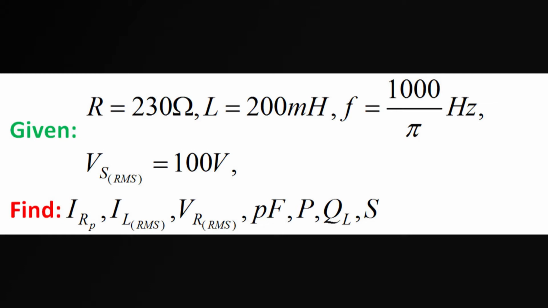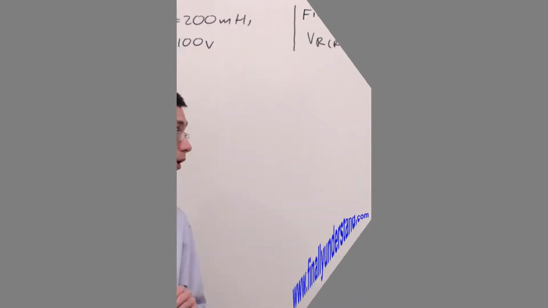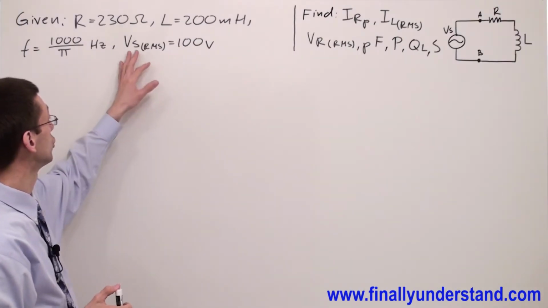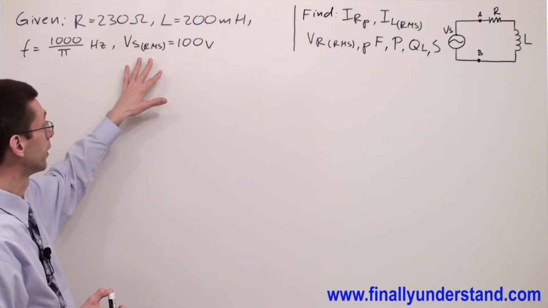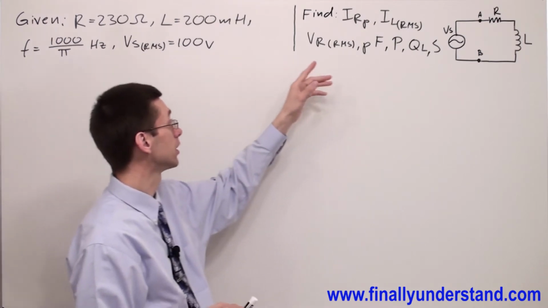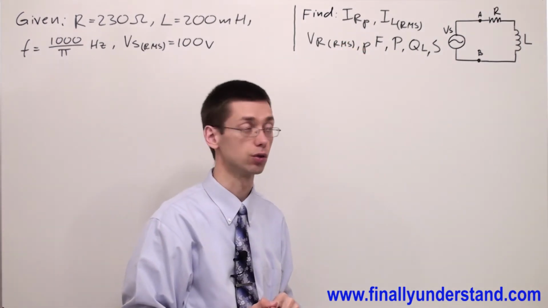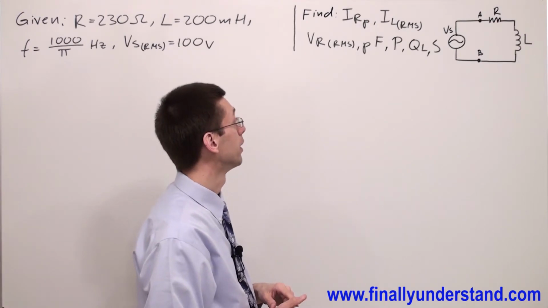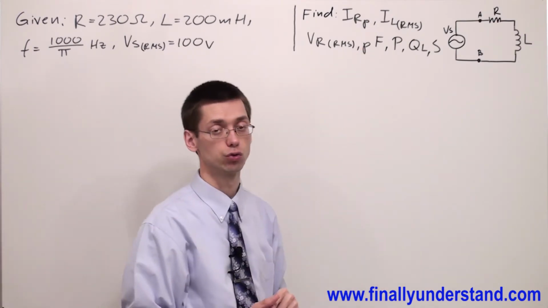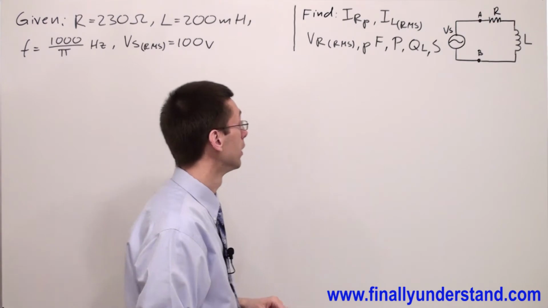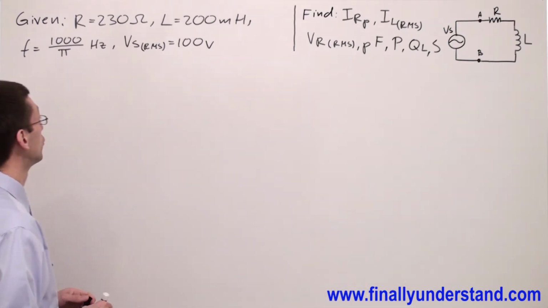We have another example on the board. Please notice that this time we have given voltage source RMS. And the problem is asking us to find the peak value of current which goes through the resistor and the RMS current which goes through the inductor.